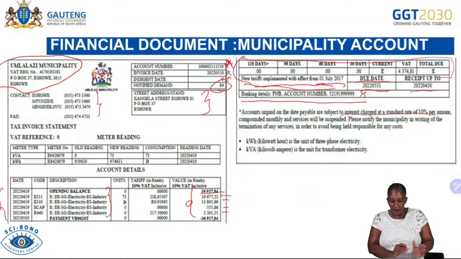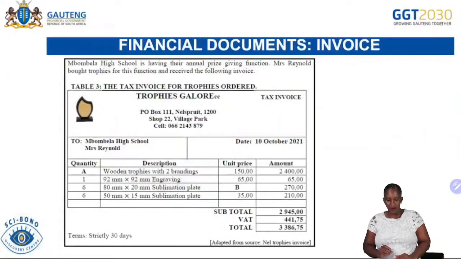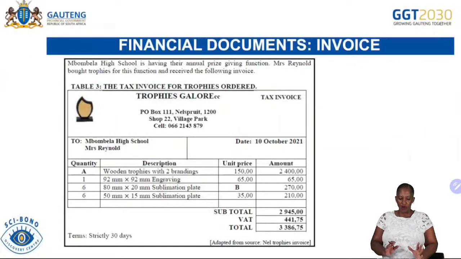What does the kWh stand for? It's a kilowatt hour, which is the unit of three-phase electricity, and the kVA, kilovolt amp, is the unit for transformer electricity. So boys and girls, remember what I said to you. The financial document explains all the details of what is taking place in your account.